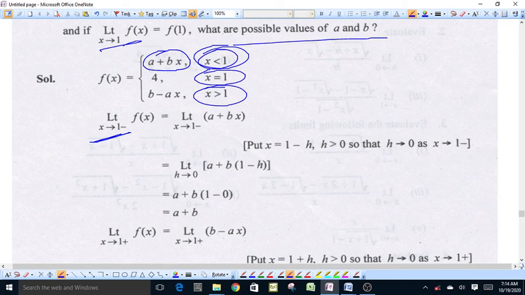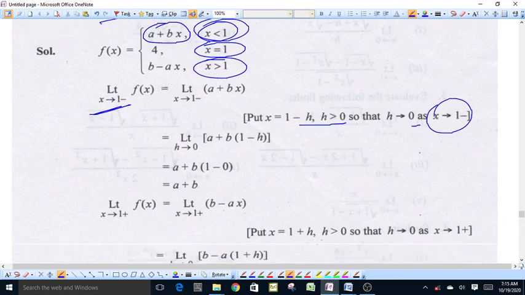This will be equal to limit as x approaches to 1 from left of a plus bx. For left limit we put x is equal to 1 minus h, where h is a positive real number, so that as x approaches to 1 from left, h approaches to 0. This limit becomes equal to limit as h approaches to 0 of a plus b into, we have put x is equal to 1 minus h.